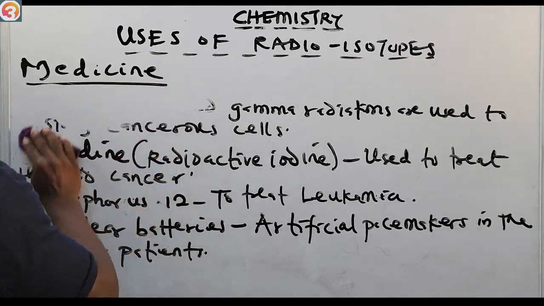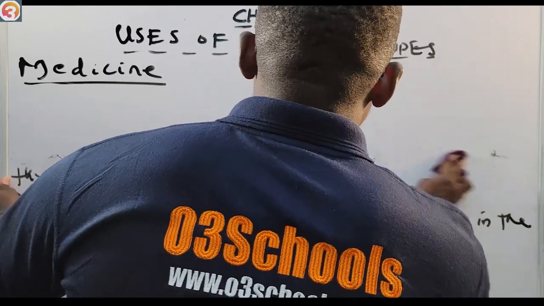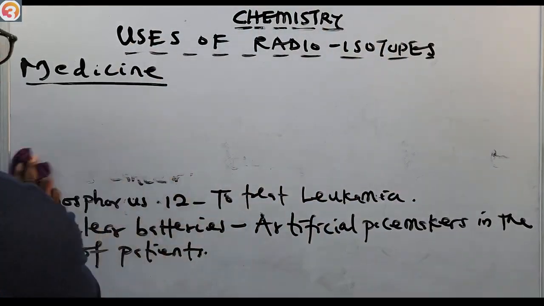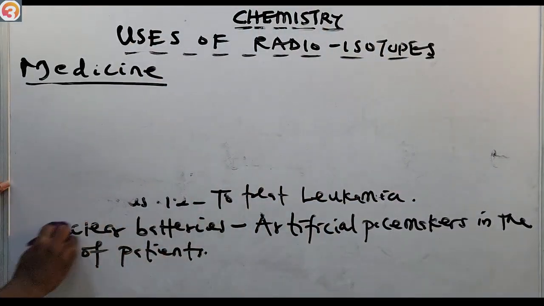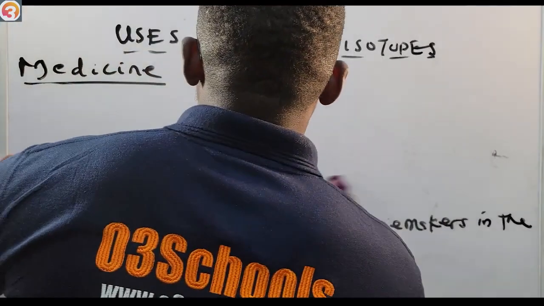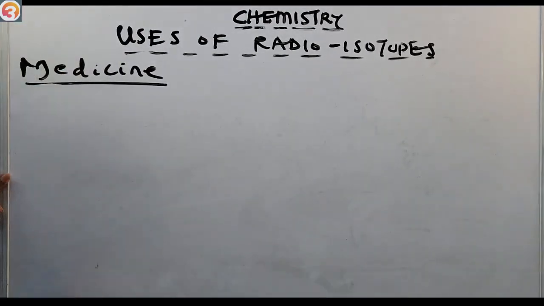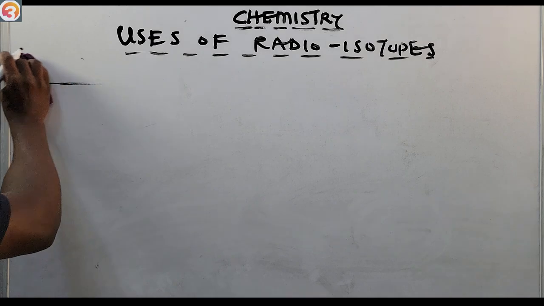Now let's look at another field, agriculture. Radioisotopes are also useful in the agriculture field. Their radiations are used to induce mutations and produce better desired species.